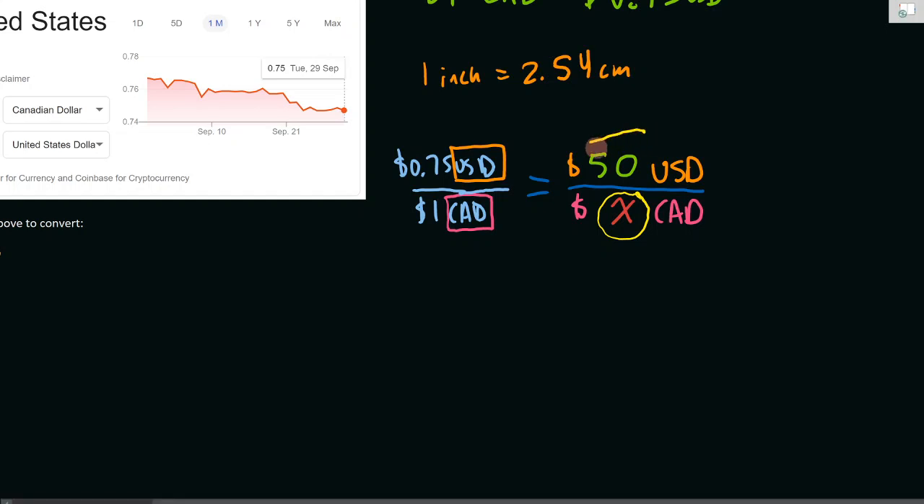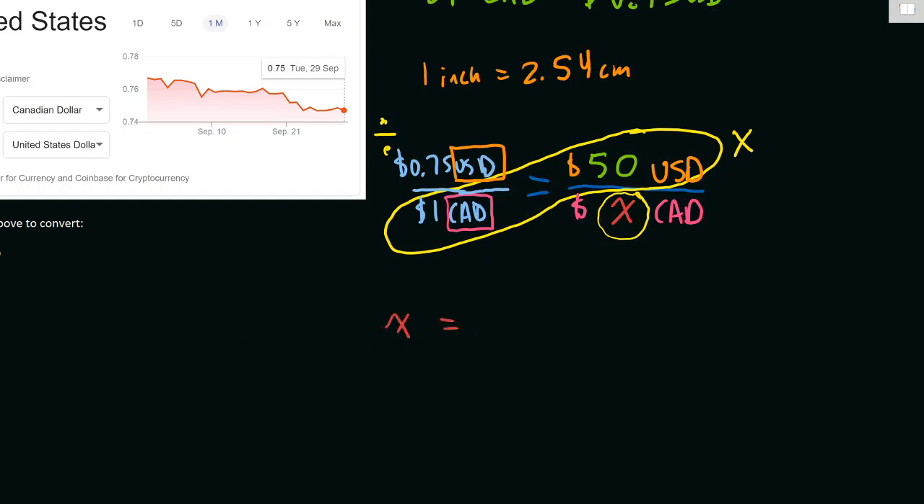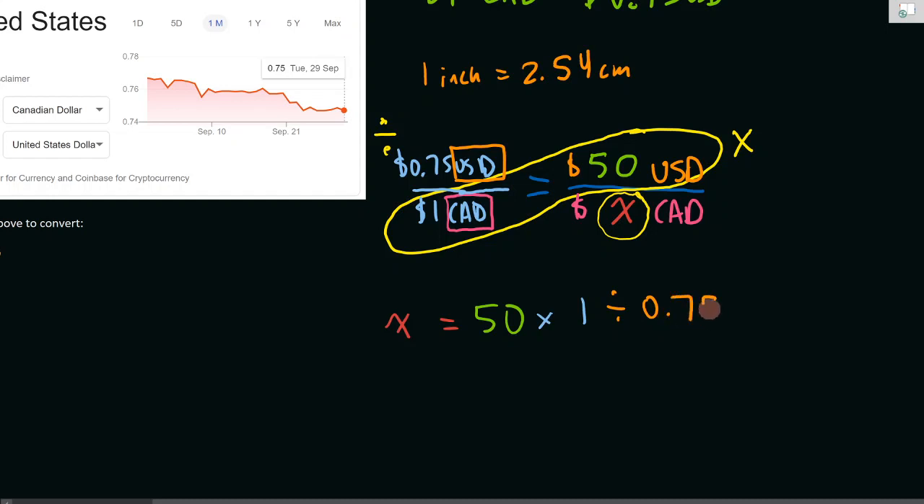So then on the diagonal that does not have your variable, you circle diagonally like this. Those two numbers you multiply, and then the number on the outside you divide by. So what this means is X equals 50 times, well, 1, right, the 1 underneath here, and then divided by 0.75, which is the number up here.